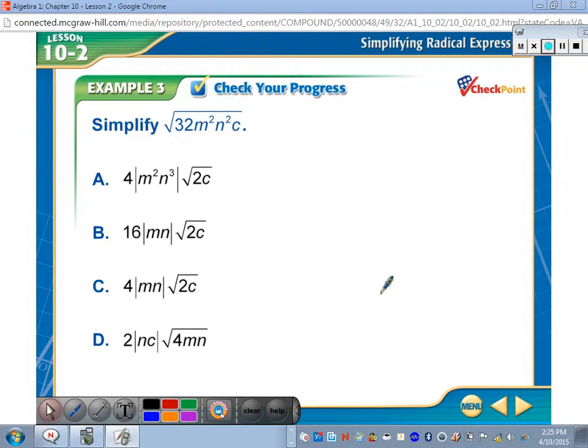So then this is going to be m and n. And then underneath my radical, there's a 2, and there's a c. So I'm going to have 4mn square root of 2c. These have exponents of 1, so that's why I put an absolute value. So my answer should be C. And let's see what we got. And we are right again. Okay. There we go. So now let's go to the next one.